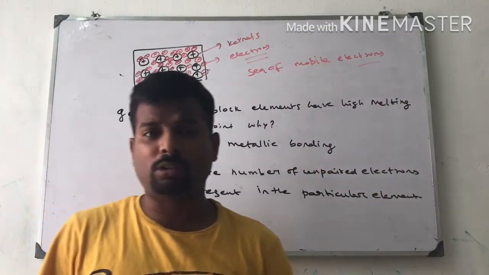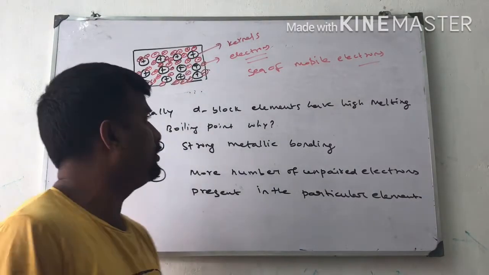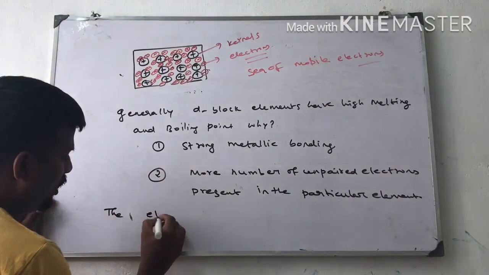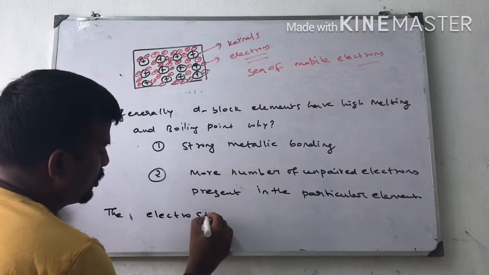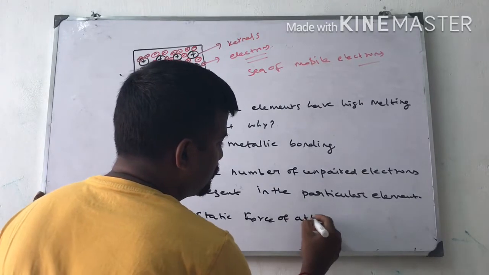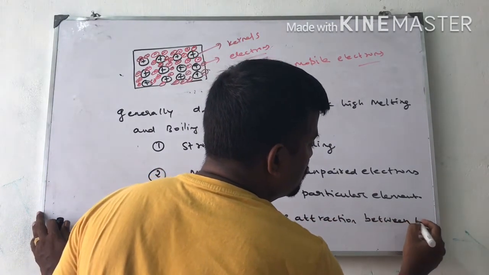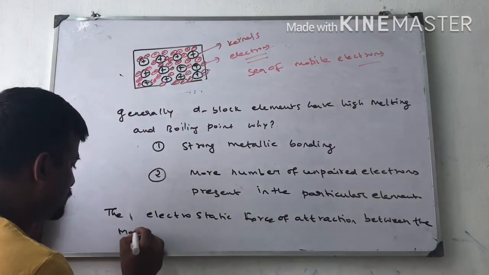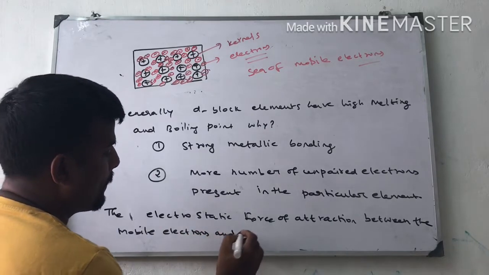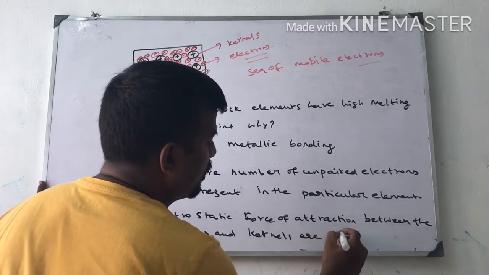Students, what is meant by metallic bonding? It means the electrostatic force of attraction between the mobile electrons and the kernels, which is called a metallic bond.